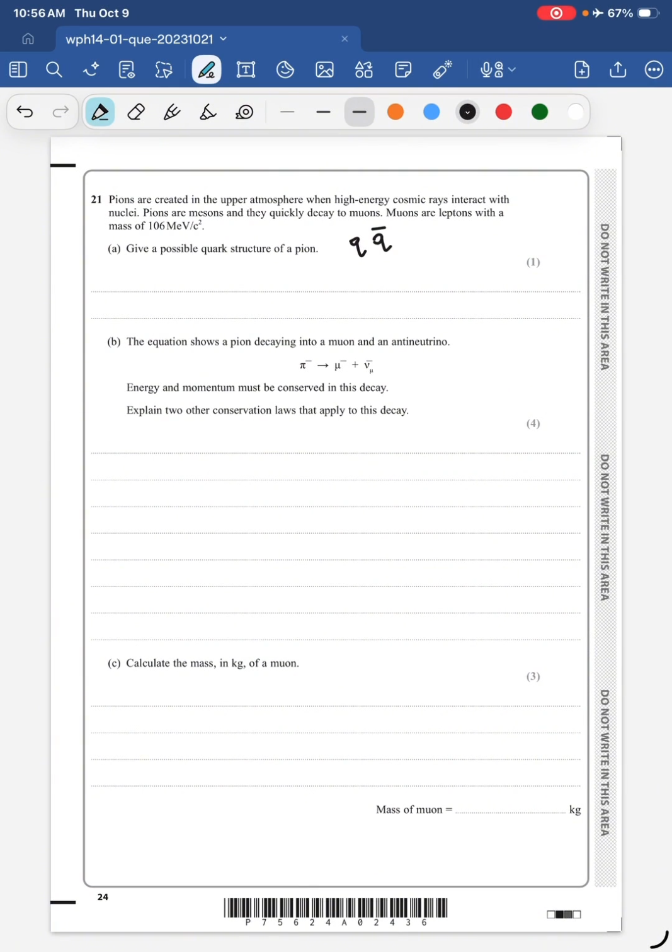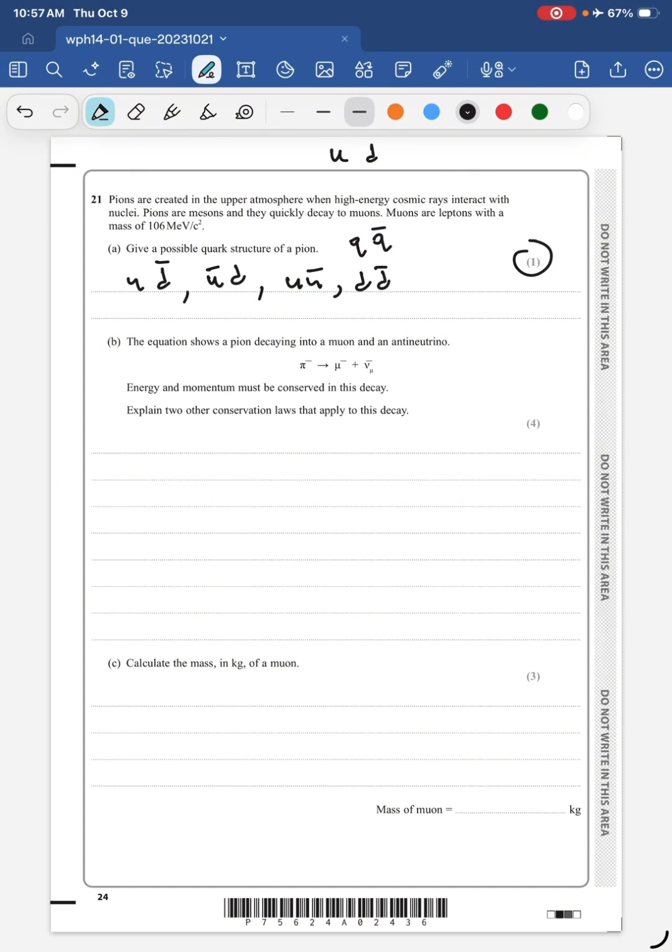So pions are first generation mesons, okay? So they were the first to be discovered, and the first generation of quarks were the U and the D's, right? So a possible quark structure for a pion could be U D bar or U bar D, where the bar means the anti-U, okay, or the anti-D. Yeah, there is nothing else to say here. It's a 1 mark question, so it's an easy problem.